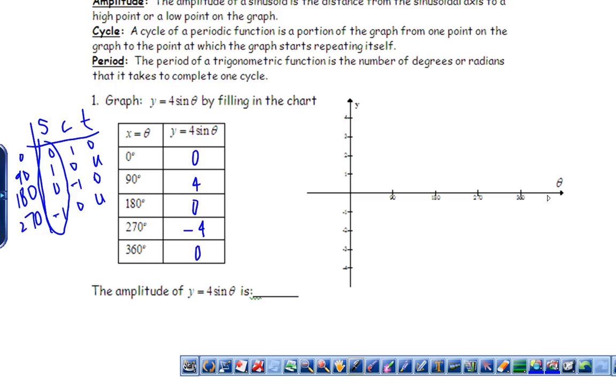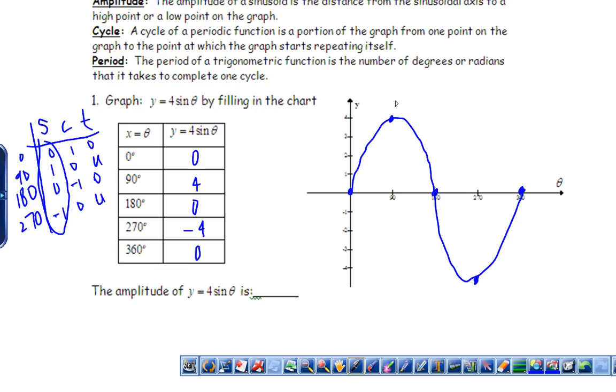I've already set up your x-axis and your y, or your theta and your y. So let's go ahead and graph those ordered pairs. This is going to be a 0, and this is going to be 90 at 4. This is going to be 180 at 0. 270 is negative 4. And 360 is at 0. And you're just going to connect those, try to connect it as best you can, not straight lines, okay? Make it curved.